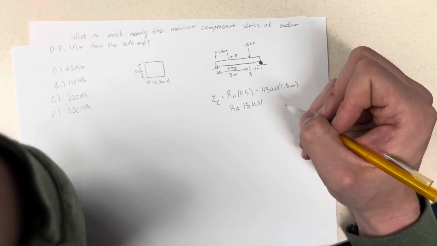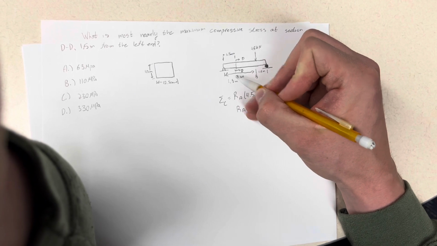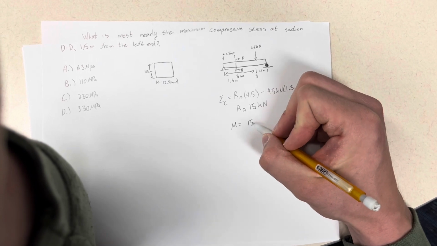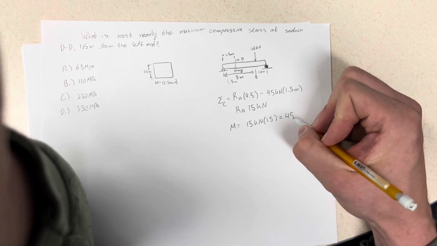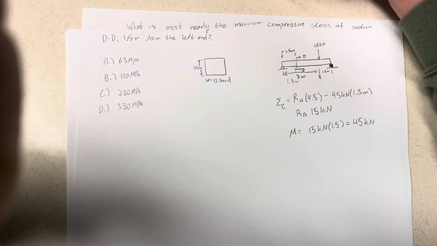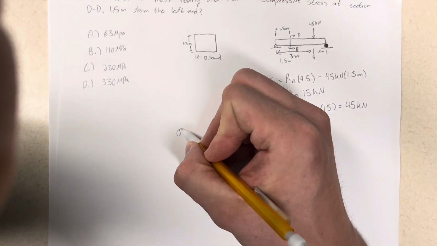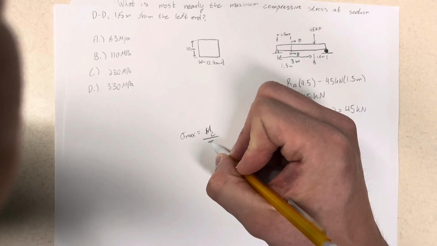From here, we're going to want to find the bending moment at section DD. So that's right here, 1.5 meters from the left. For that, we'll just do moment equals 15 kilonewtons times 1.5, which will get us 45 kilonewton-meters. From here, we want to find the maximum compressive stress, and that formula is sigma max equals MC over I.